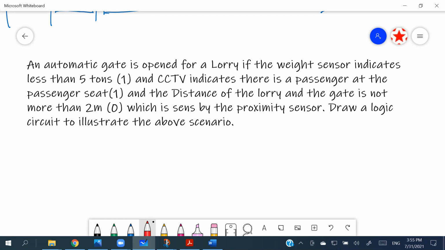So it says an automatic gate is opened for a lorry if the weight sensor indicates less than 5 tons, which indicates 1, and CCTV indicates there is a passenger at the passenger seat. Again, it is indicated by 1, and the distance of the lorry and the gate is not more than 2 meters. Indicates 0, which is sensed by the proximity sensor. Draw a logic circuit to illustrate the above scenario. So this is pretty straight, right? So what is going to be the output? Yes, people? Suggestions here? What is going to be the output?